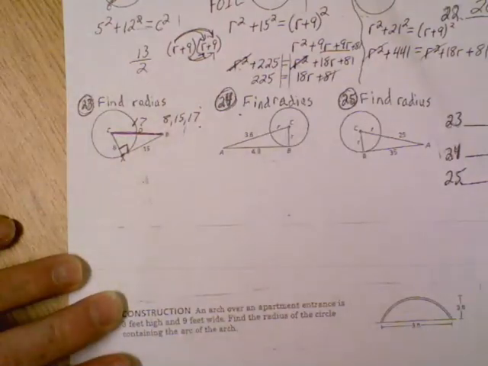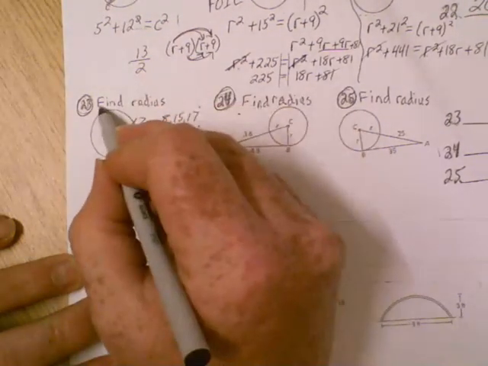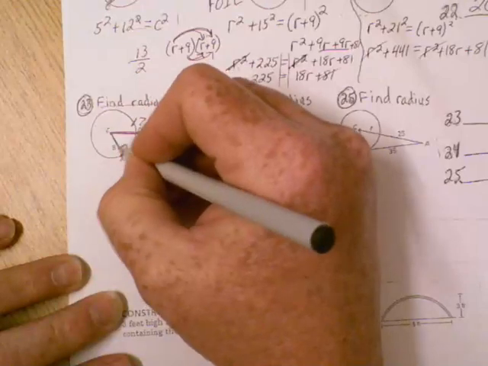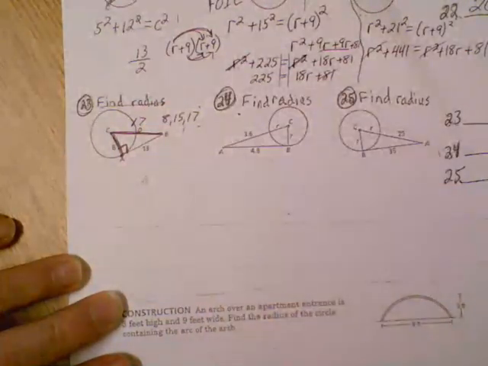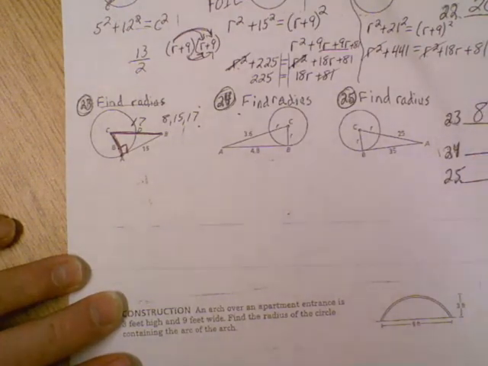The bad thing is they didn't ask us for that whole side. They only asked us for the radius. And we just did a whole bunch of work there for no reason. Because if they're just trying to find the radius, they told us the radius. It was 8. So the answer to 23 is 8.